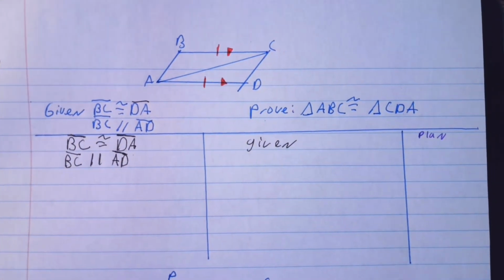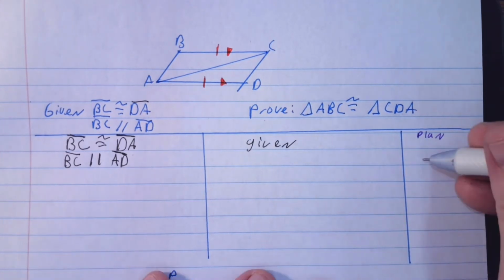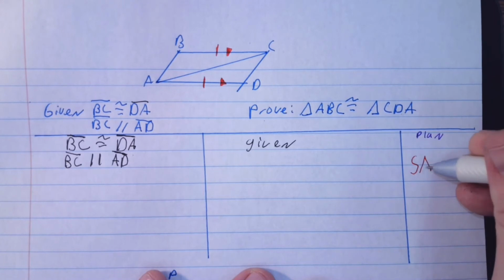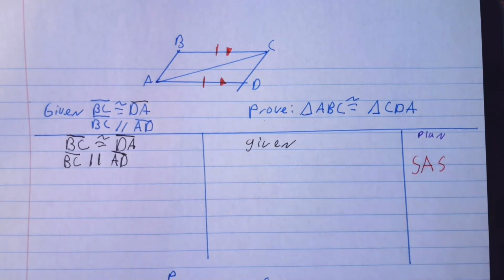All right, I'm going to come up with a plan. I wrote a little plan right here. And the plan is this. Okay, I know that's the plan because at this point, I only have one ending to the proof that I've gone over, and that's SAS. Eventually, you'll have 6 endings. Right now, you'll have 1 ending.